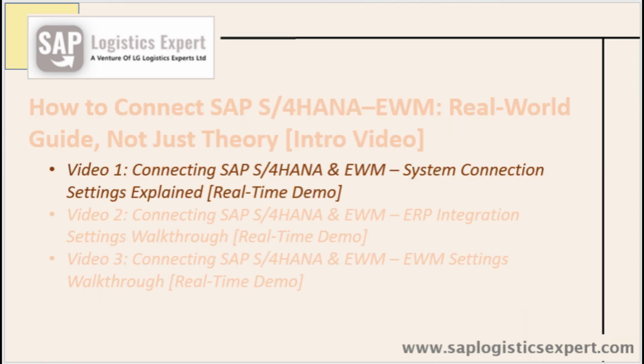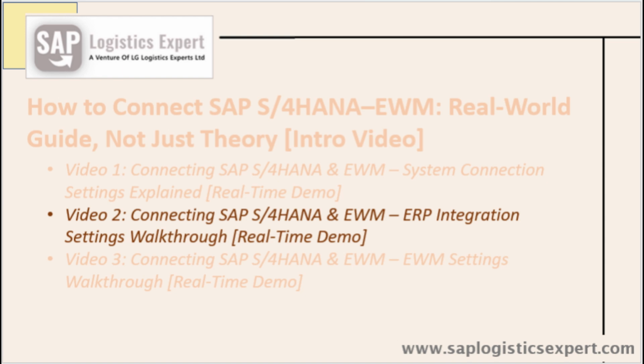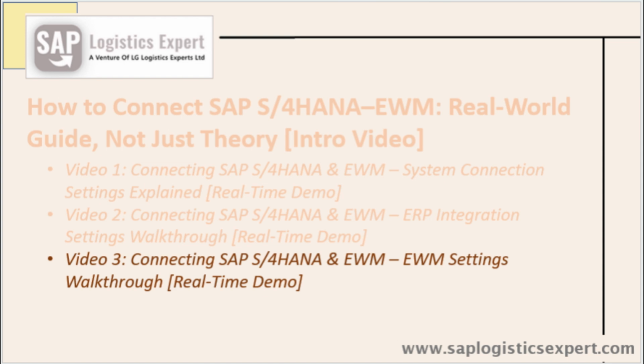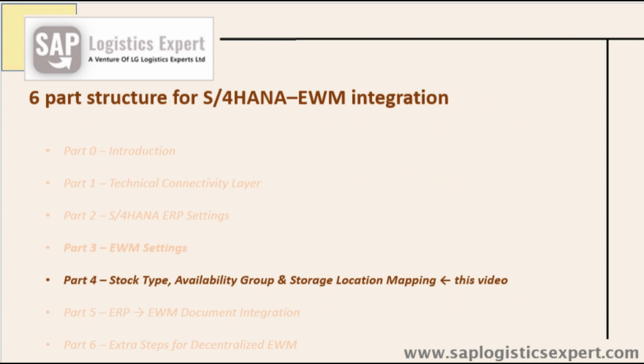In Part 1, we connected the systems technically. In Part 2, we configured the ERP side of integration. In Part 3, we configured the EWM settings. This is Part 4, and today we are covering one of the most critical and most misunderstood layers of the entire integration, which is stock type, availability group, and storage location mapping.